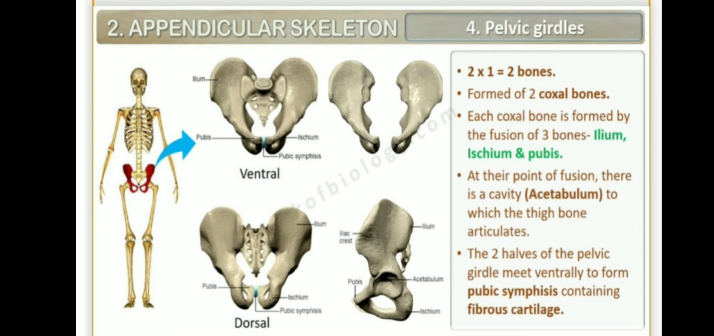Pelvic girdle consists of two coxal bones. Each coxal bone is formed by the fusion of three bones, ilium, ischium, and pubis. At the point of fusion of the above bones is a cavity called acetabulum, to which the thigh bone articulates. The two halves of the pelvic girdle meet ventrally to form the pubic symphysis containing fibrous cartilage.